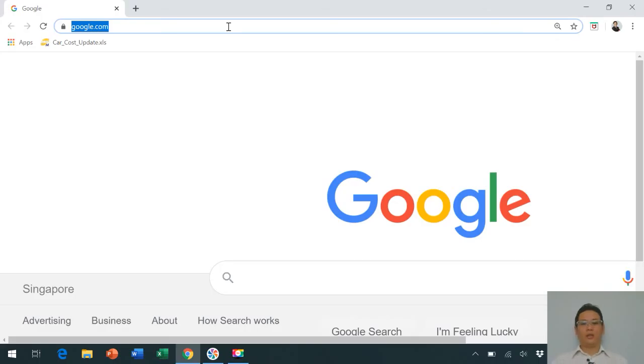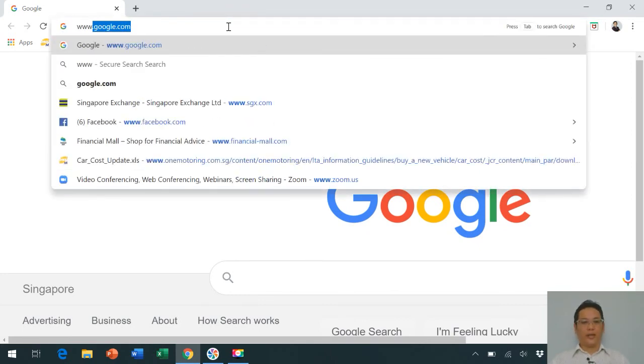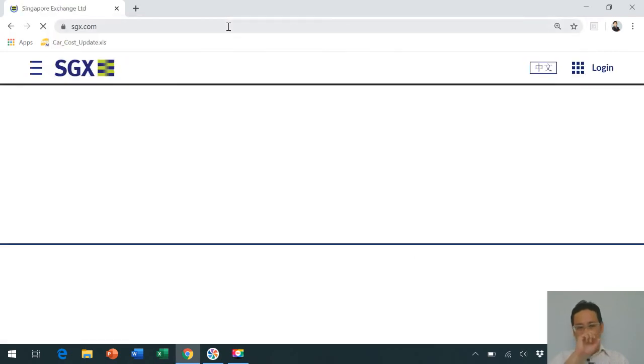Hi everyone, today I want to share with you how to use SGX Stock Screener to give you some stock ideas, and at the same time analyze the stocks professionally. Now, first thing of course, you have to go to the website, www.sgx.com. That is the place to go.